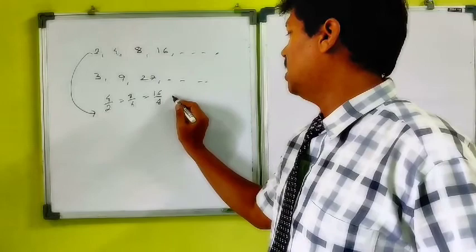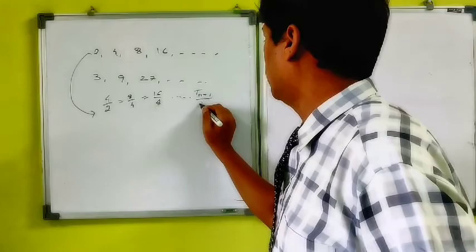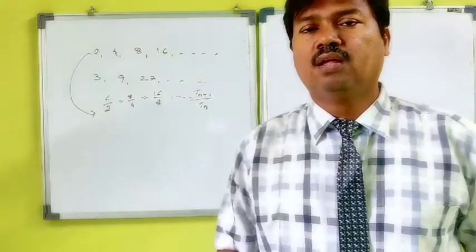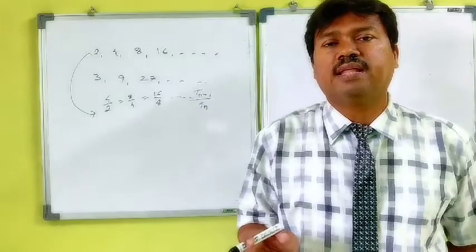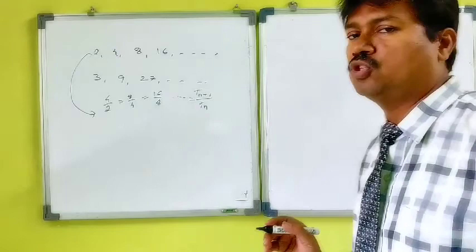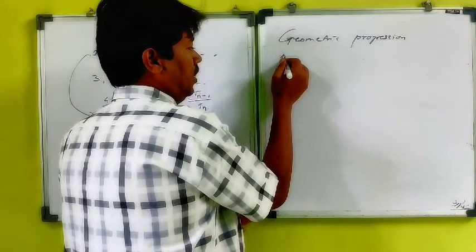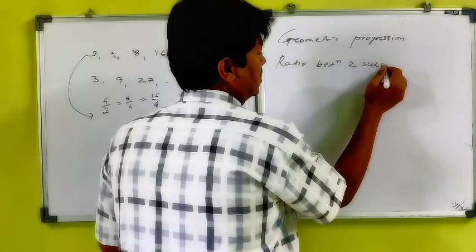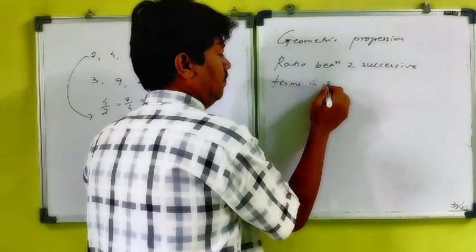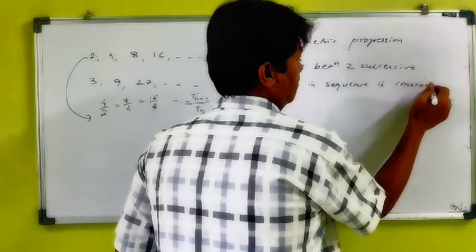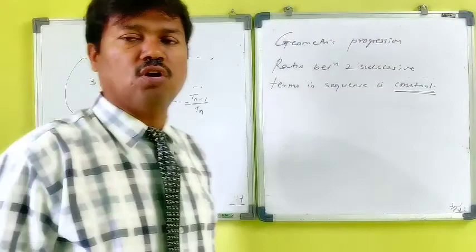In general, we can say that Tn plus 1 upon Tn, these are all equal and that is constant. That is, if the ratio of two successive terms is constant, then that particular sequence is called a geometric progression. So, what is the definition of geometric progression? Geometric progression is a sequence where the ratio between two successive terms is constant.